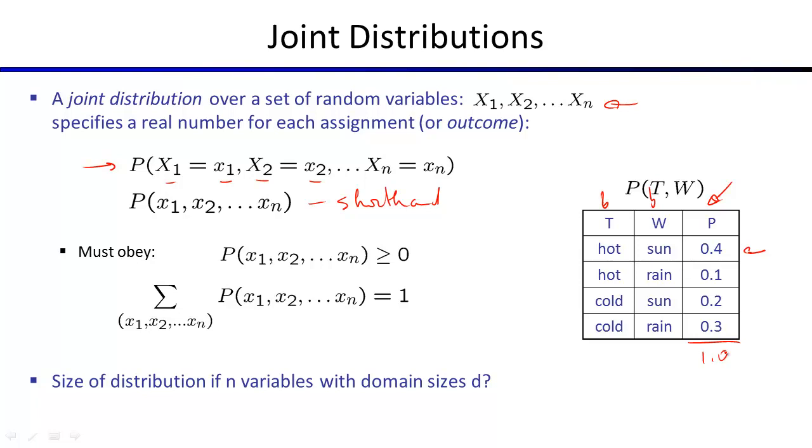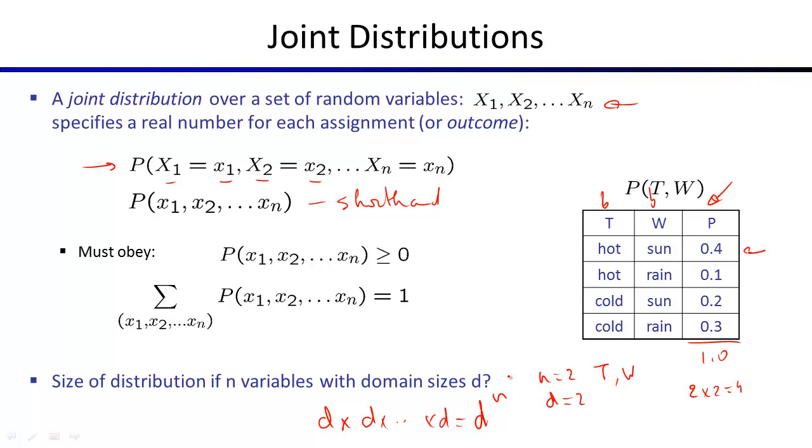Let's look at an example here. We had 2 variables, so we had T and W. So n equals 2, and each of their domain sizes, d equals 2. And we had a total of 2 times 2, which is 4 entries in the table. If we had n variables with domain sizes d, we'd have to look at all combinations. So we'd have d times d and so forth times d, which is equal to d to the n entries in that table, which would be quite large if you had a reasonable number of random variables.